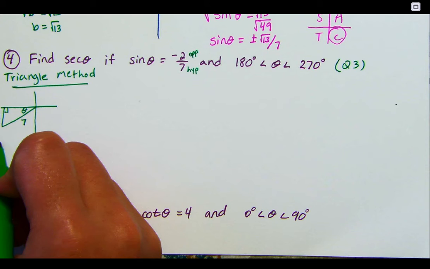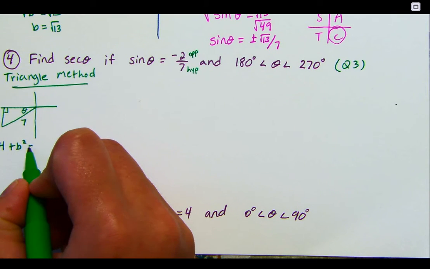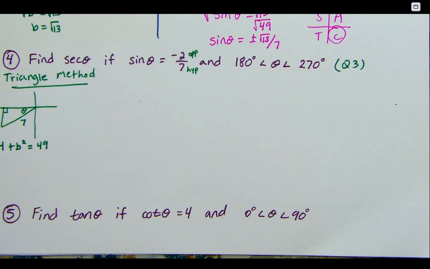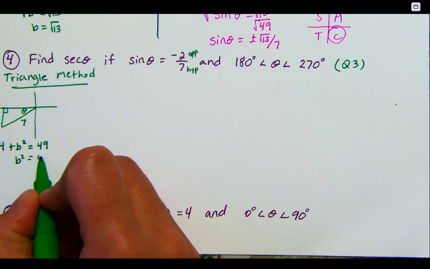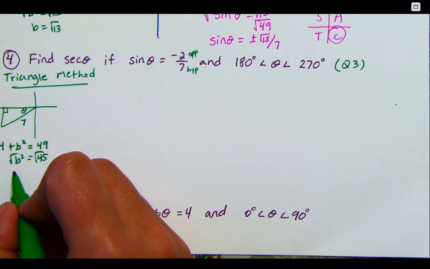So 2 squared is 4, plus our missing side squared equals 7 squared, 49. So I'm going to subtract the 4 over. So b squared would equal 45. Take the square root of both sides.